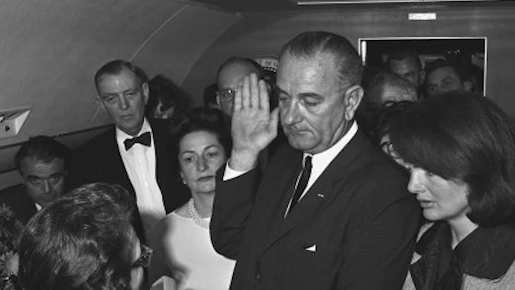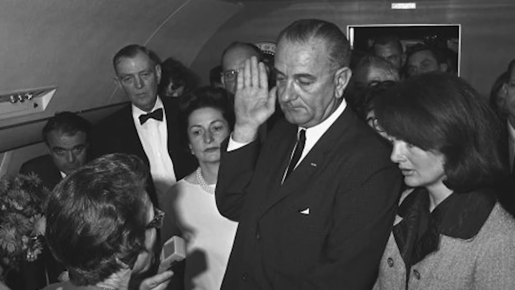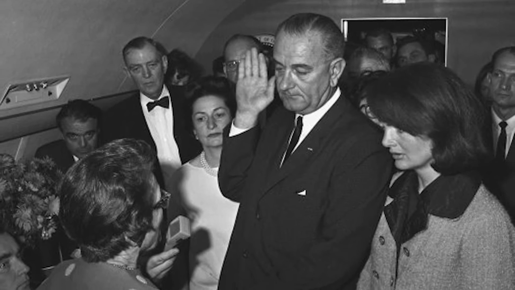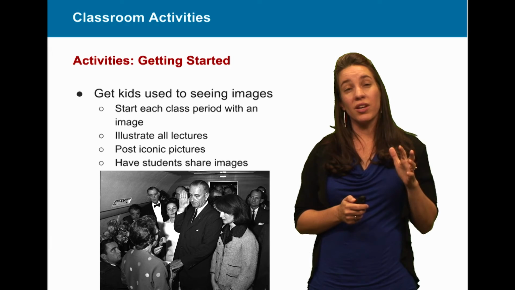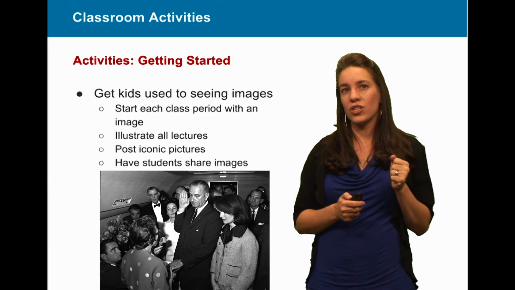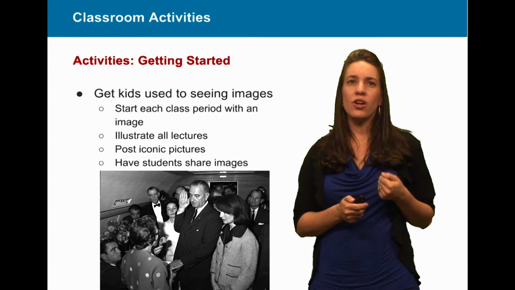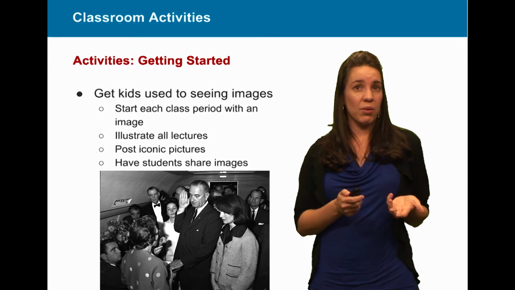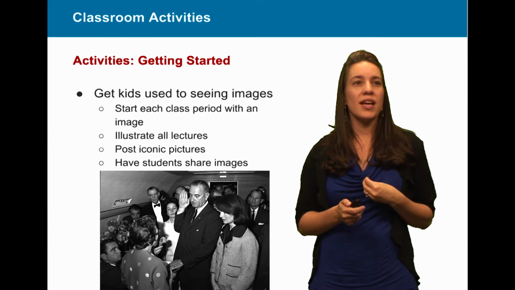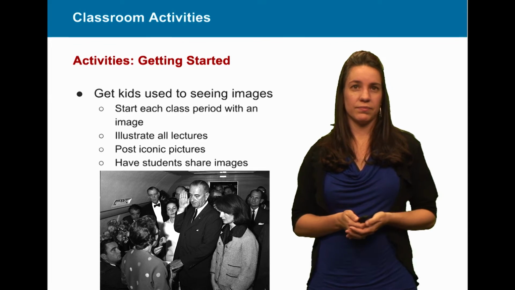Post iconic pictures, such as the one you see here on the screen of Lyndon Johnson taking the oath of office after Kennedy's assassination with the distraught Jackie Kennedy at his side. Kids have seen these images, but if you post them around your room and get them used to seeing them in a classroom and knowing how to ask the right questions, they're going to pull a lot more information from them. You can also have students share images of their own lives, of their family members. It means something to them and their past, and it will start to make that emotional connection.